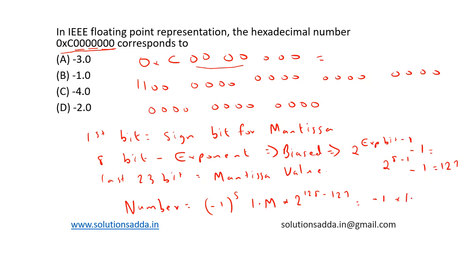Since the mantissa here is all 0s, we get 1.0 into 2, which is equal to minus 2.0. This is the correct answer, and based on the options, option D is the right one.